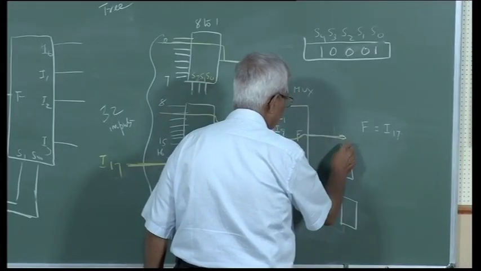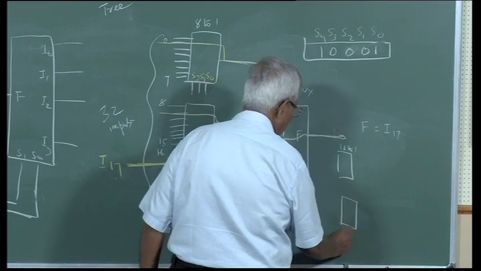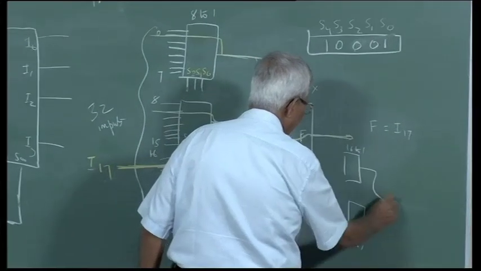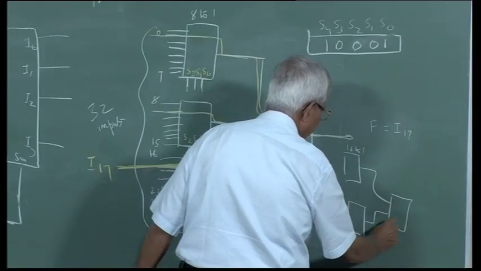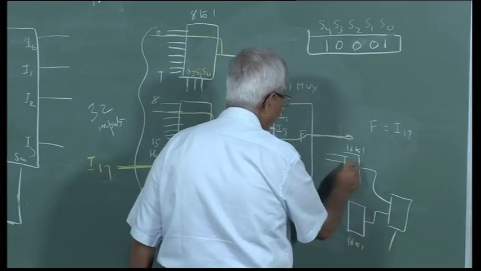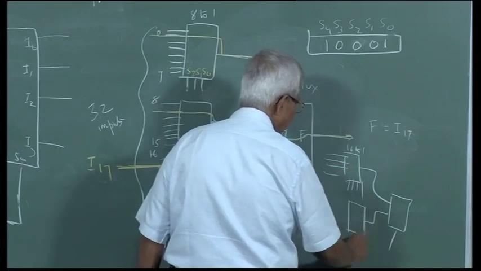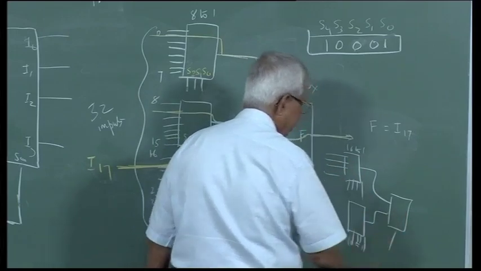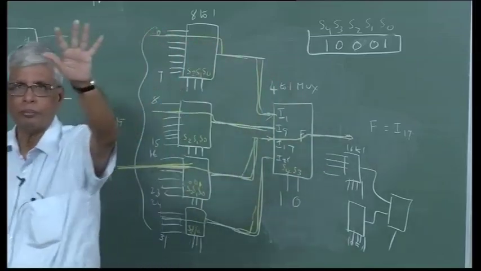This is 16 to 1, and I get them into 2 to 1. In this case, I will have 4 selectors here and 1 selector here. Totally 5 selectors are required.